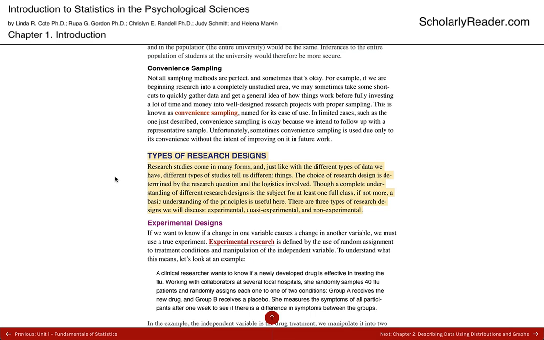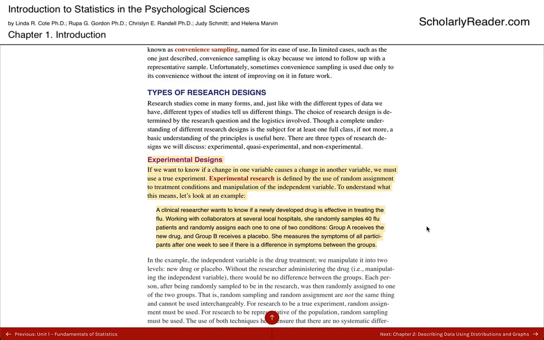Research studies come in many forms, and just like with the different types of data we have, different types of studies tell us different things. The choice of research design is determined by the research question and the logistics involved. Though a complete understanding of different research designs is a subject for at least one full class, if not more, a basic understanding of the principles is useful here. There are three types of research designs we will discuss: experimental, quasi-experimental, and non-experimental.